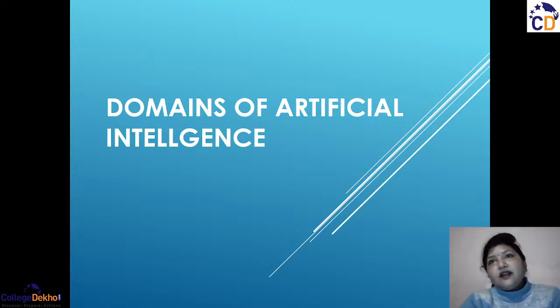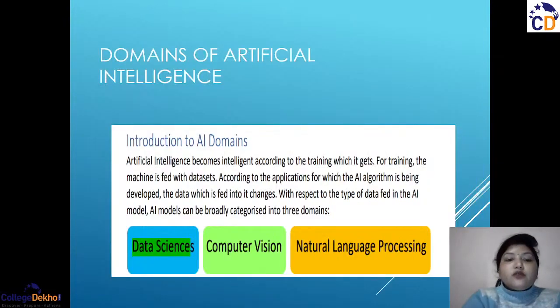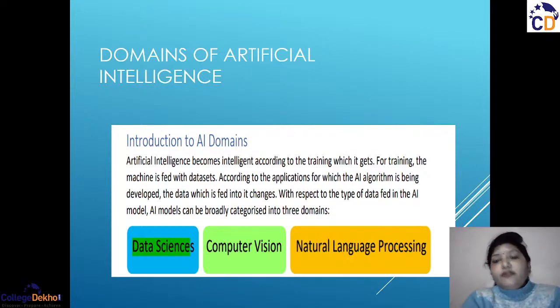Starting with the domains, we have already discussed that there are three domains of AI. What are those? Data sciences, computer vision, and natural language processing, right? The type of data to be analyzed determines which domain is to be used. Like if I want some processing in the language, I might be using natural language processing, right?